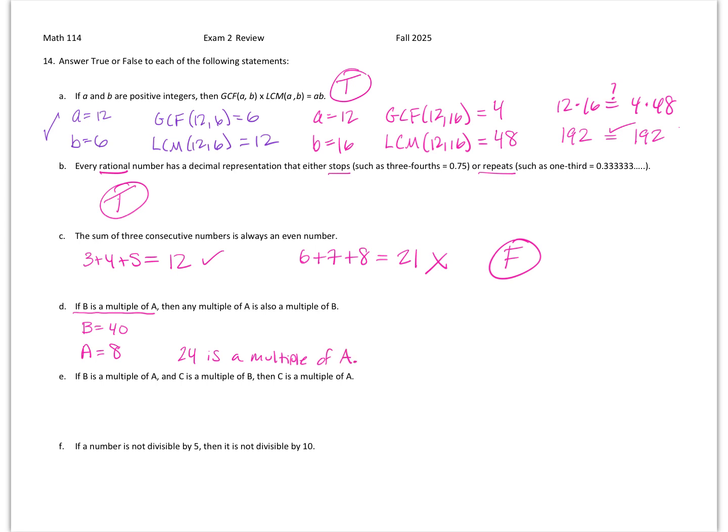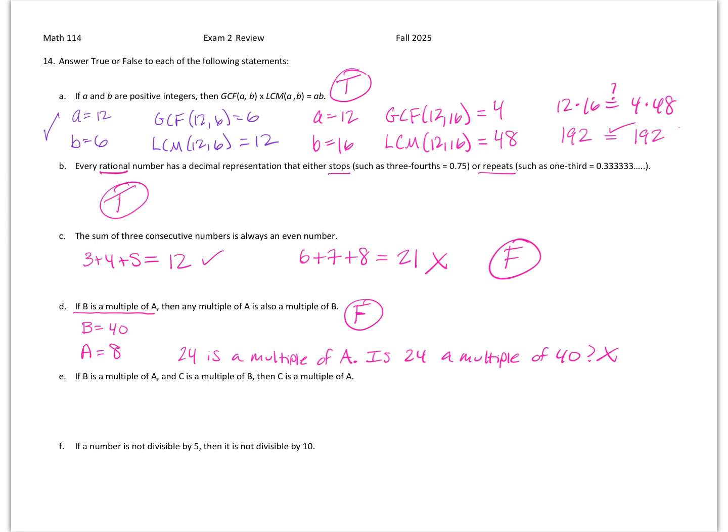Is 24 a multiple of 40? No. 24 is not a multiple of 40. So we found a case where this is not true, so it is false.